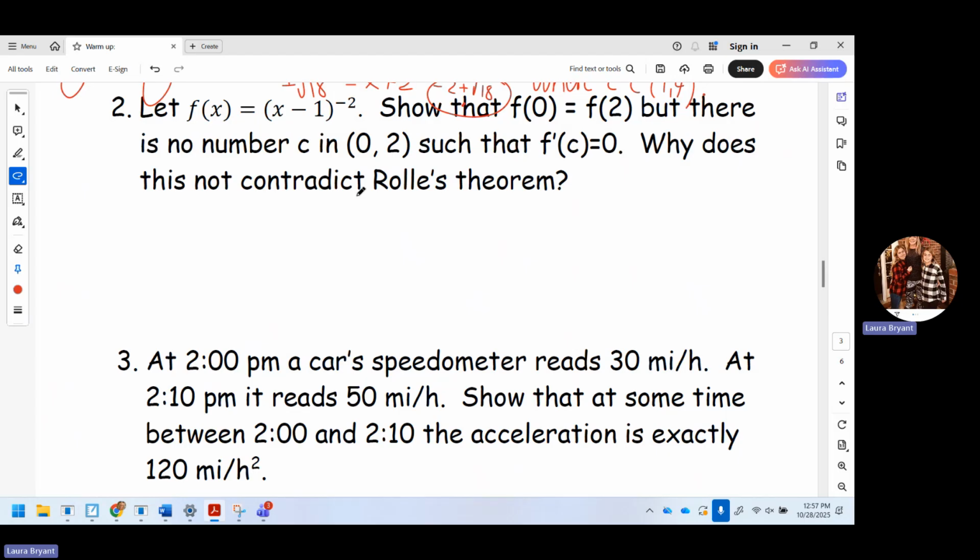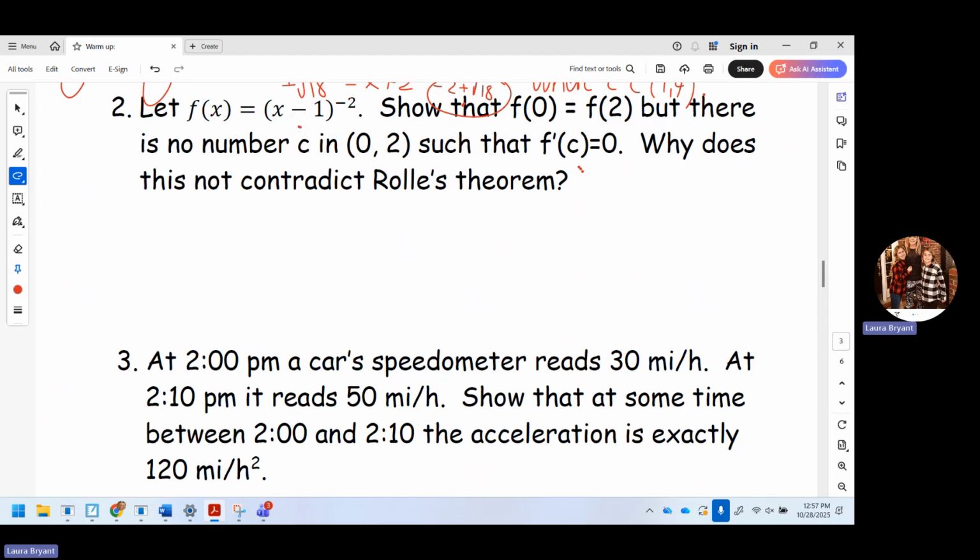Okay. So the wording on number 2 is kind of crazy. It says f of x equals (x minus 1) to the -2. Show that f of 0 equals f of 2, but there's no number c such that the derivative equals 0. So they're saying the 2 y values are the same, but the derivative doesn't equal 0. How could that possibly be? Because Rolle's theorem says if the 2 y values are the same, the slope between them would be 0. Therefore, your derivative would be 0. But there's 2 things you have to check first. What are the 2 things we check first? Continuity, differentiability. Good.